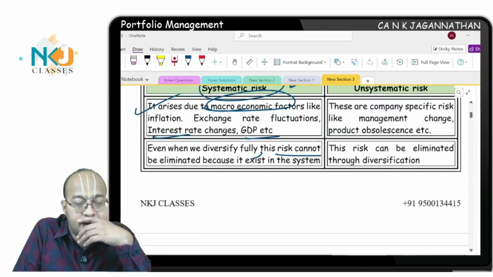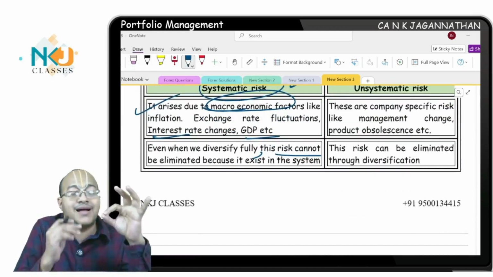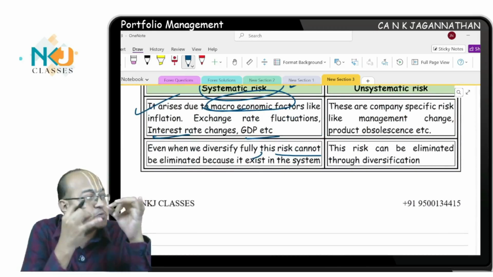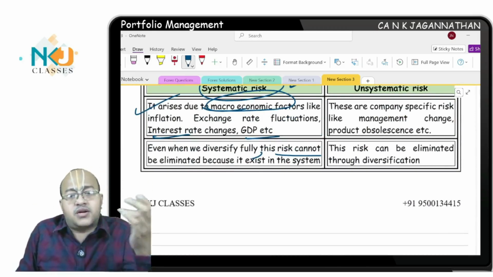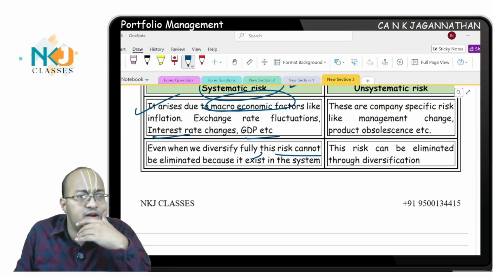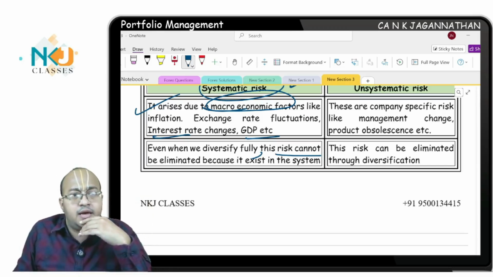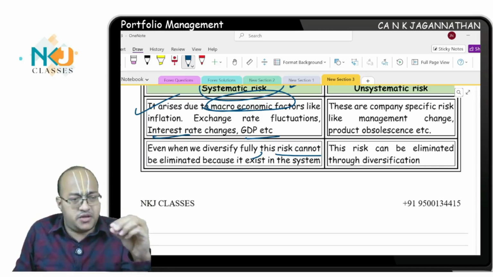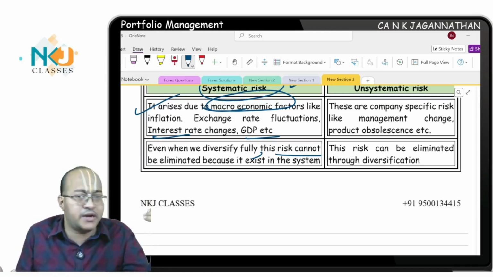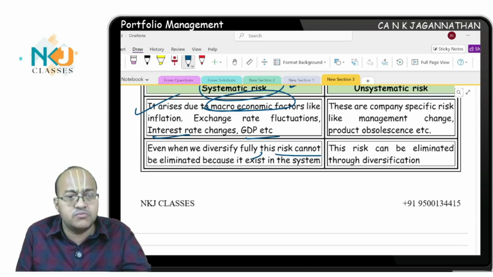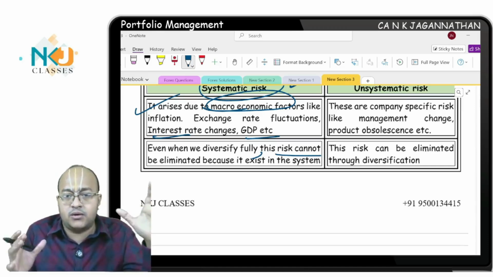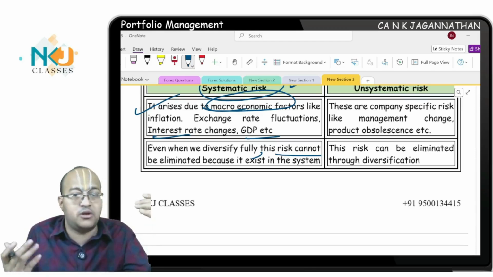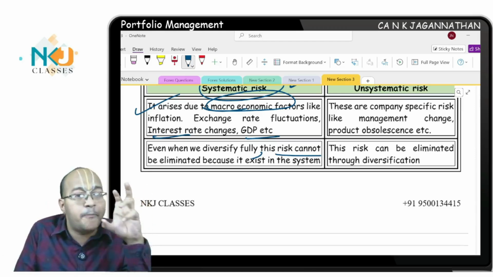Now, unsystematic risk. What do you mean by unsystematic risk? Unsystematic risk is nothing but company specific risk. For example, Ratan Tata was a great entrepreneur, a great leader. He passed away. Assume it never had any impact on Tata shares, but assume the promoter, the key driver of the business, is no more. Are you listening to what I'm trying to say? These are all company specific factors.